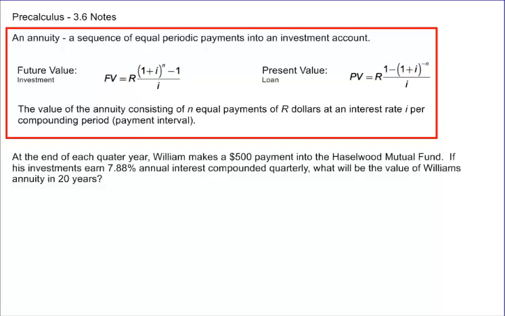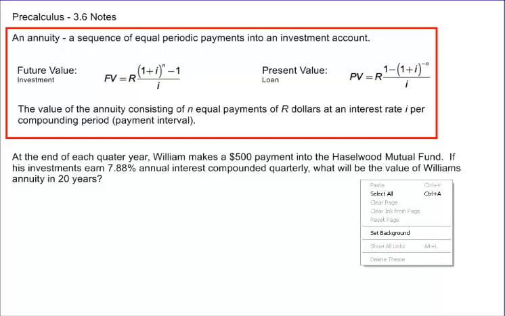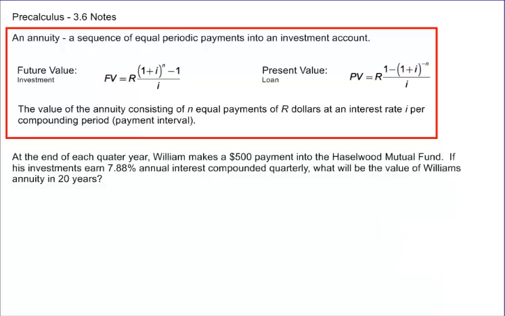But future value is an investment. A present value is a loan. And we're calling this the value of the annuity. It could be like a mutual fund. It could be a car loan or a mortgage or any kind of thing. So this is a really interesting deal. At the end of each quarter year, so let's just fix it. There's a typo here. This should be quarter.